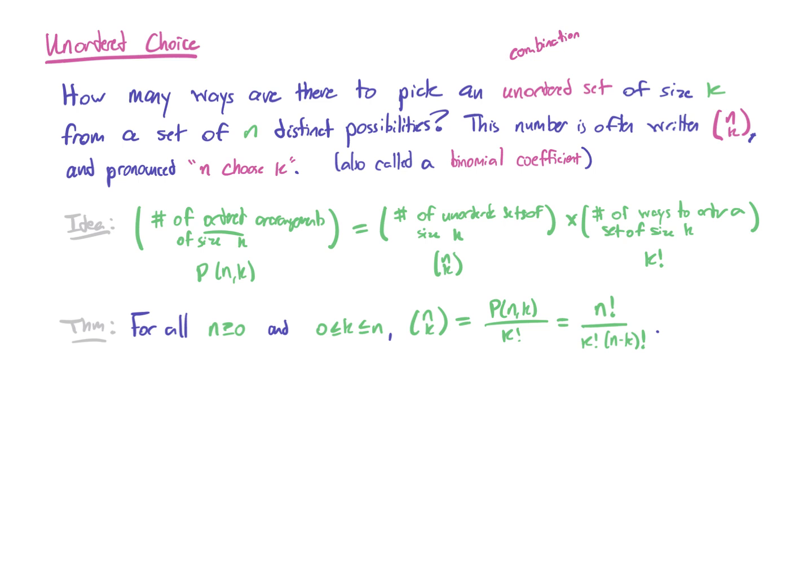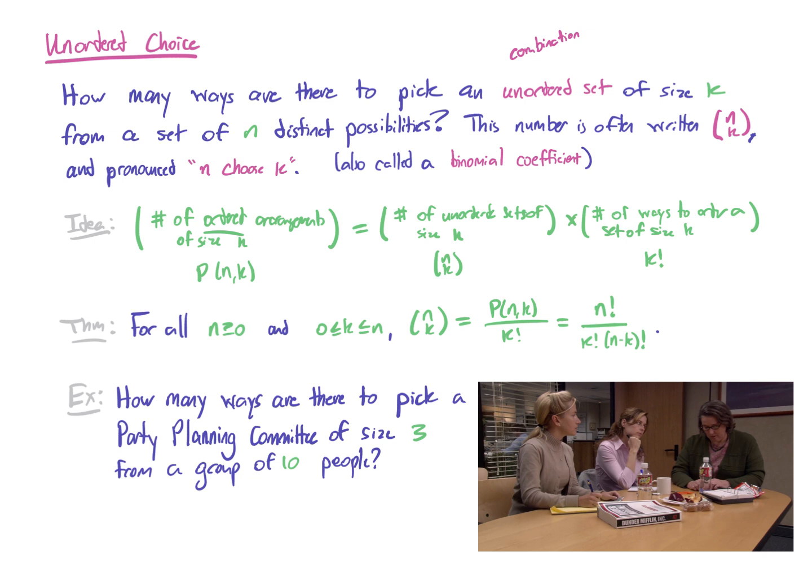Let's do a little example calculation. We have a group of 10 people, and we want to pick a party planning committee of size 3 to plan the best parties. Here's an example of a party planning committee. So how many ways are there to pick a party planning committee of size 3 from a group of 10 people? At this point, because we've already derived it, we can just plug in our formula. We have a total of 10 possibilities. We want to choose 3 of them for our committee. Order doesn't matter. And so we're going to use our binomial coefficient formula.